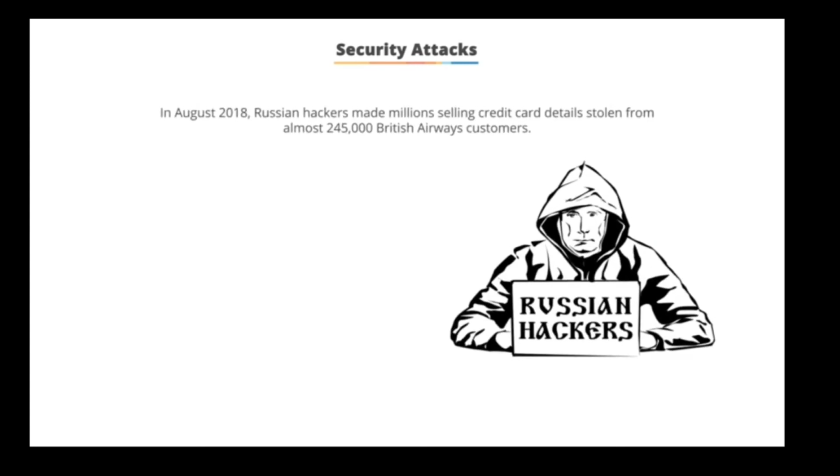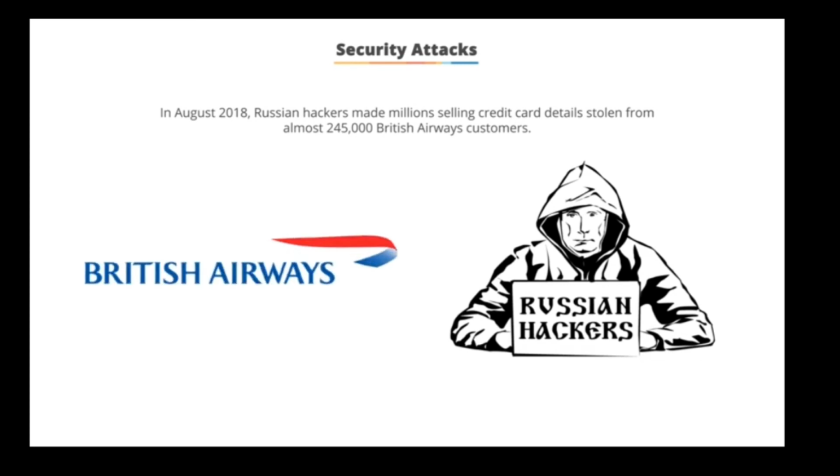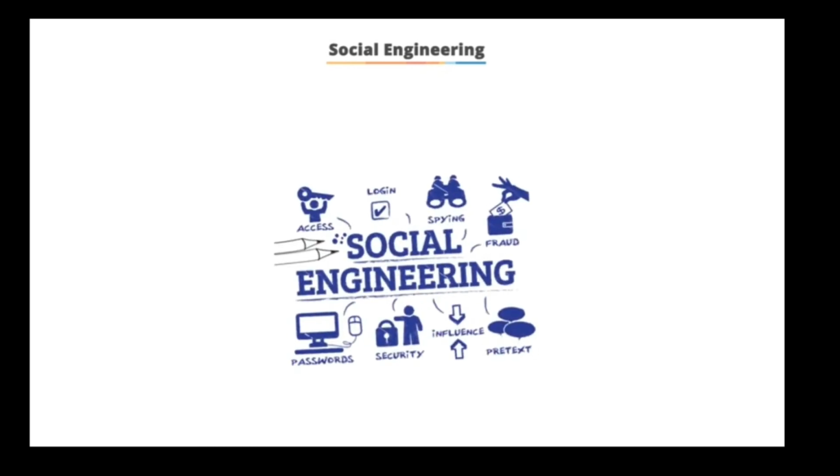Russian hackers have made millions selling credit card details stolen from almost 245,000 British Airways customers during a major cyber attack in August, according to experts. Now let's talk a little bit about social engineering. It is the art of manipulating people so they give up confidential information and violate security principles.